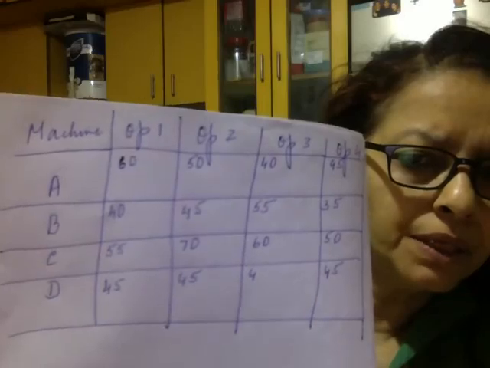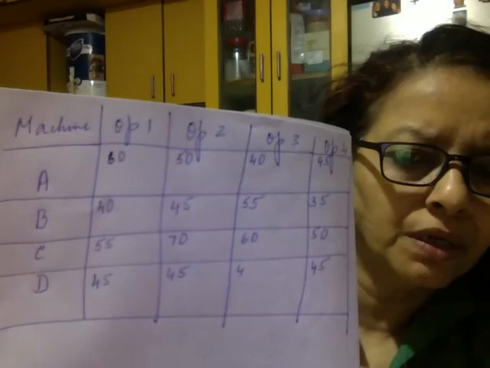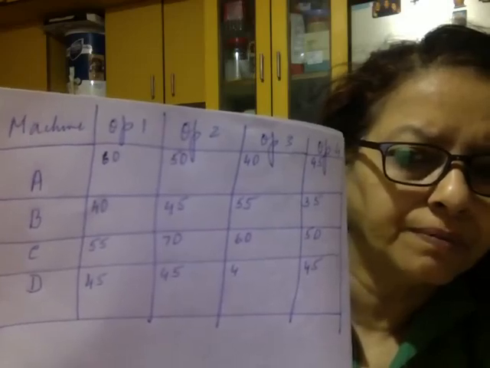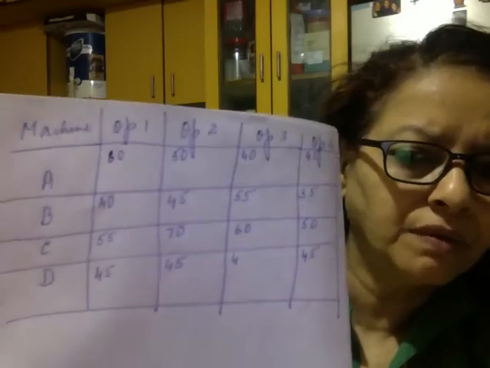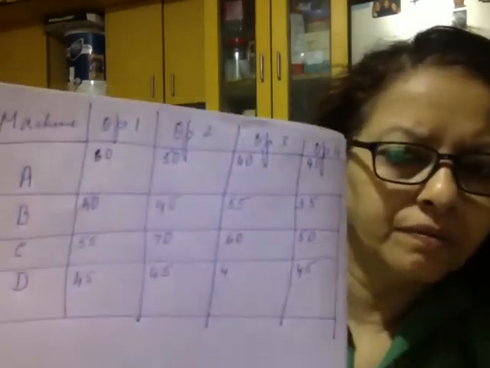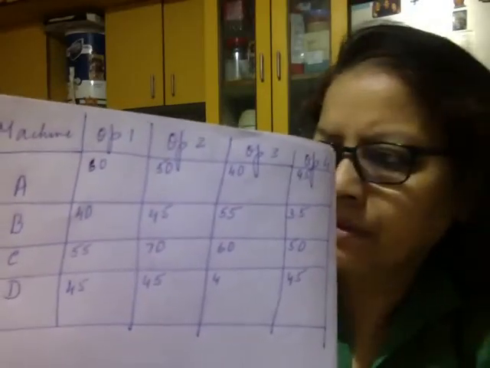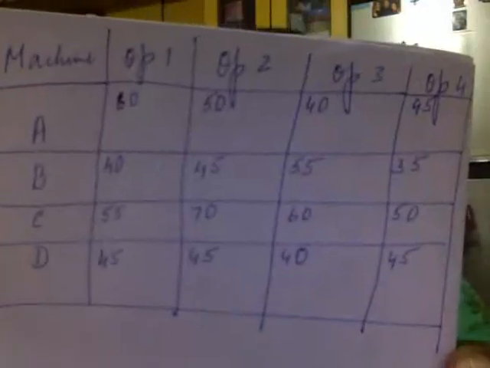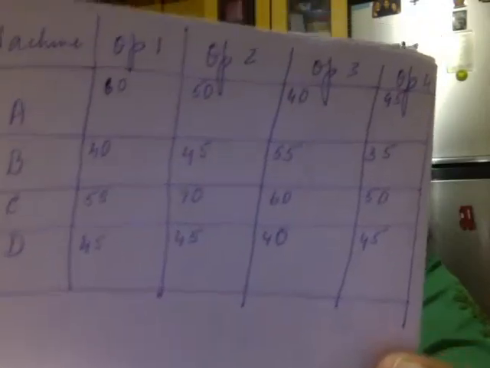Machine A, B, C, D. Operator 1 is 60, 40, 55, 45. Operator 2 is 50, 45, 70, 45. Operator 3 is 40, 55, 60, and 40. And the last one, operator 4, is 45, 35, 50, and 45.